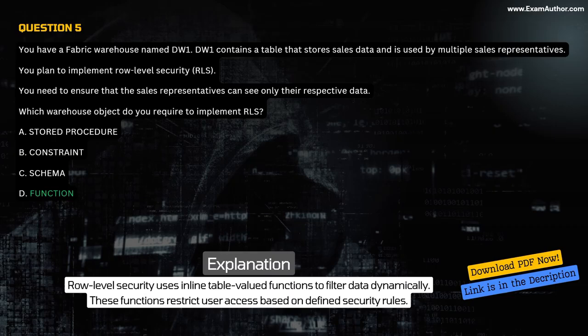Row-level security uses inline table-valued functions to filter data dynamically. These functions restrict user access based on defined security rules.